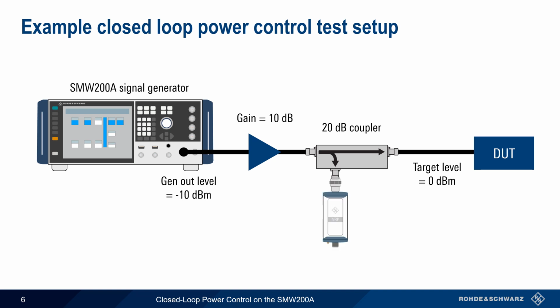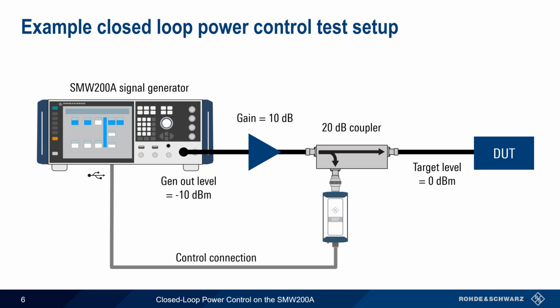An NRP series power sensor is connected to the couple port and is connected to the SMW over USB, LAN, etc. This sensor sends the measured level at the couple port to the generator. By configuring the SMW with the characteristics of the coupler, and any additional offset needed to account for cable loss, etc., the SMW can then dynamically adjust output power to keep the DUT input power stable at 0 dBm.